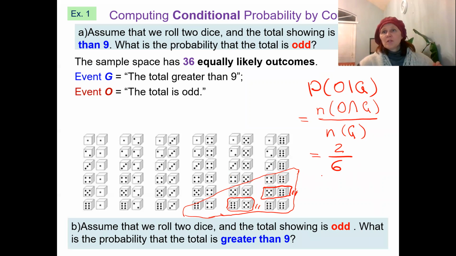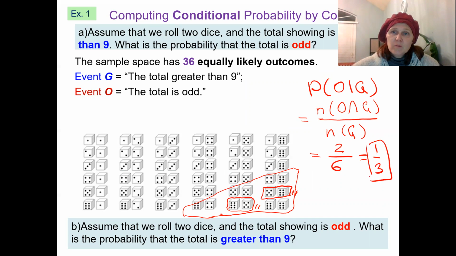So the new sample space, the given event, is greater than 9. That's why the number of outcomes in G is in the denominator. Then we can simplify the fraction, dividing numerator and denominator by 2. 1/3 is the probability of odd given G.